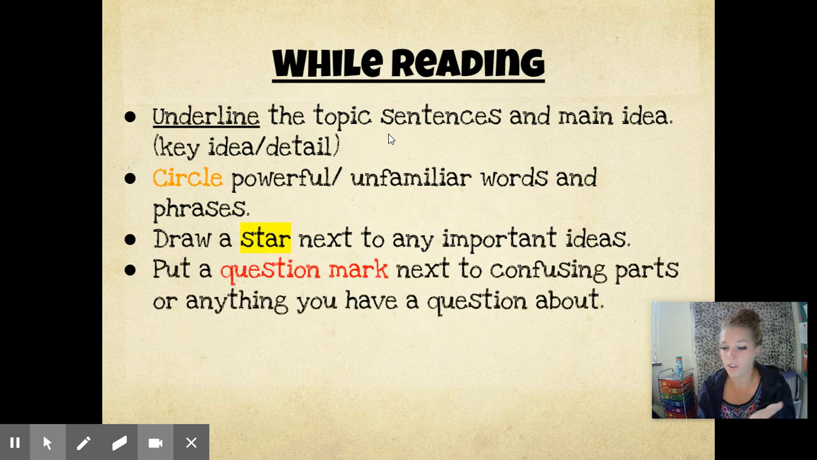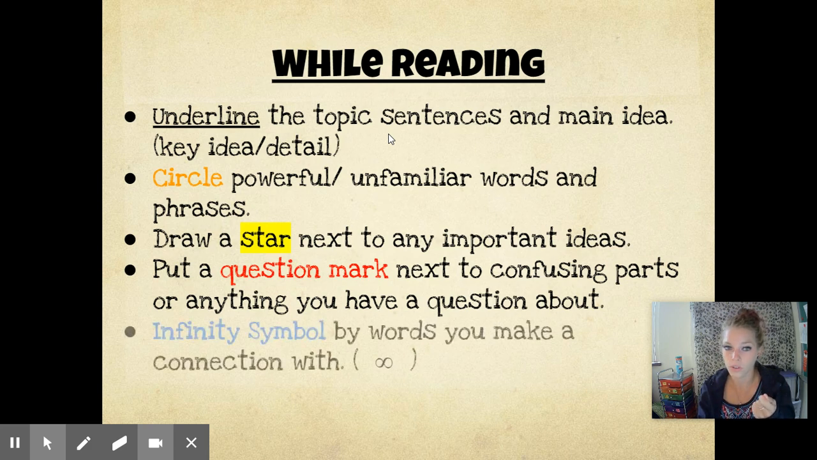Obvious one is question mark. If you don't know what something is, put a question mark by it. And then next to it, write down what you're confused on.